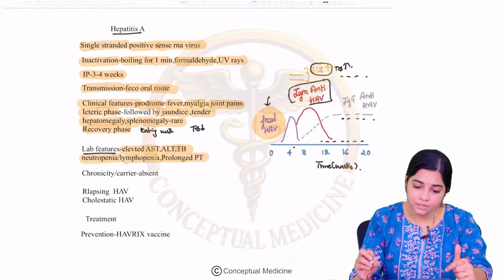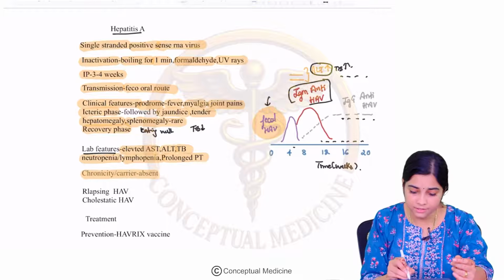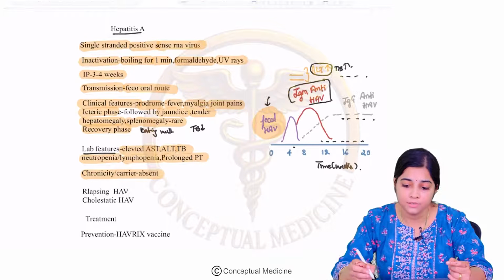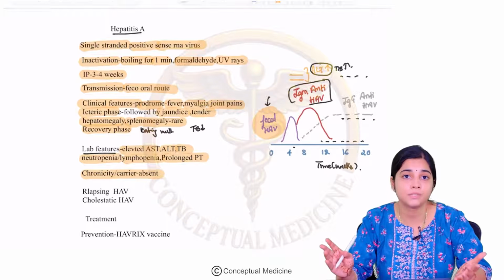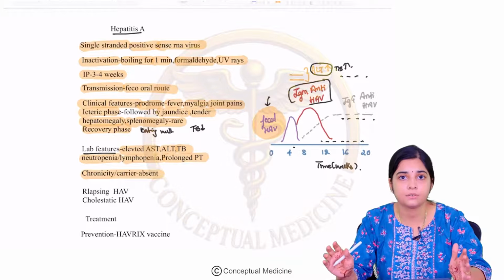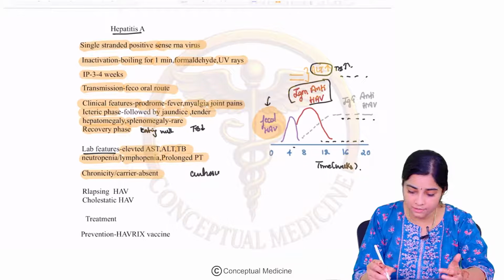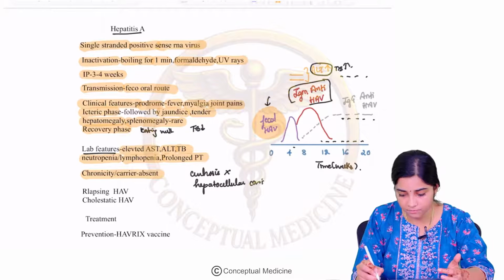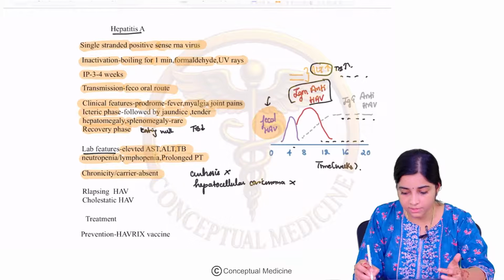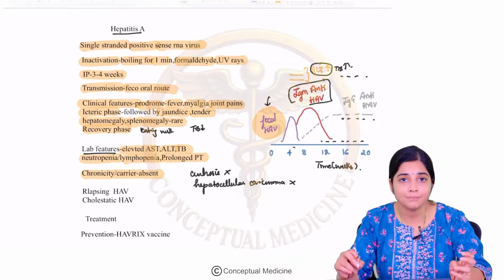A very important and good thing about hepatitis A is that it generally does not go into chronicity. It does not go into a carrier state. It's not like someone becomes a carrier and keeps shedding hepatitis A. So there is no risk of cirrhosis and no risk of HCC with hepatitis A.